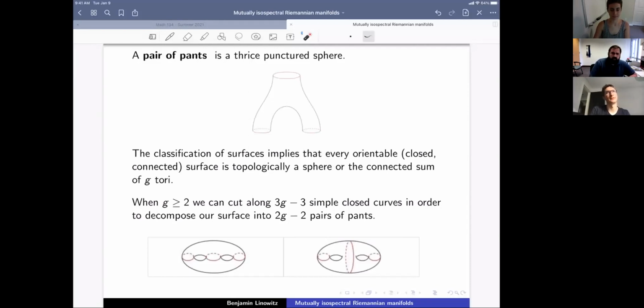If the genus is at least 2, then I can cut the surface along simple closed curves in order to decompose the surface into pairs of pants. In general, this isn't unique. Here are 2 different ways of doing this for a genus 2 surface, but if we cut along here and here, then on each side we get a pair of pants that we've glued together along the waists.